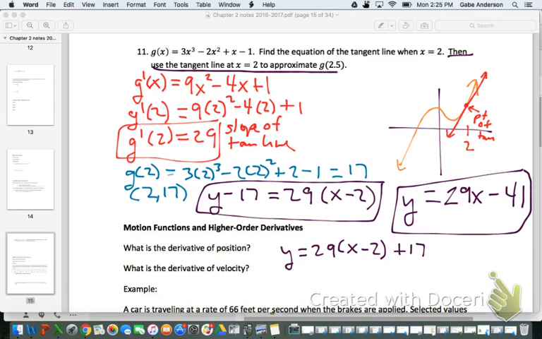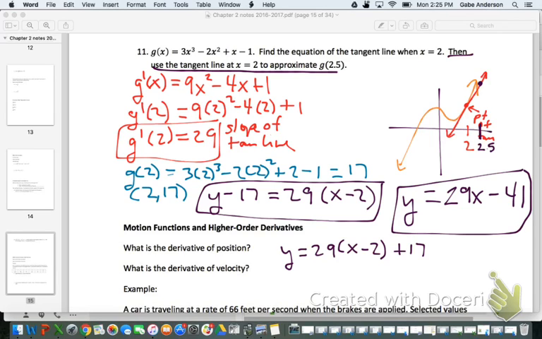And if you look at it, our point of tangency is 2. Let's say that 2.5 is right about here. So if you look at the red line, that's going to be about that point on the red line. You can see it's going to be different from the orange curve, right? But remember, they didn't say find g of 2.5. They said approximate g of 2.5 using your tangent line. Does that make sense?